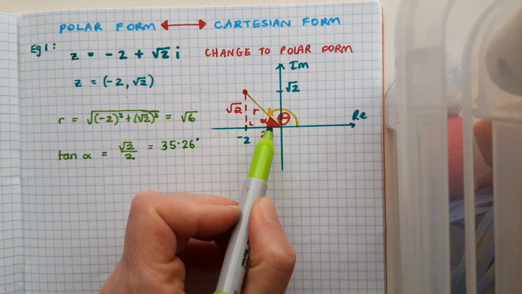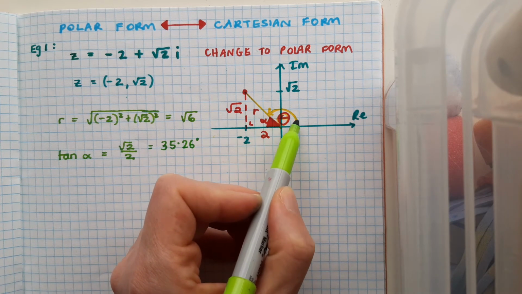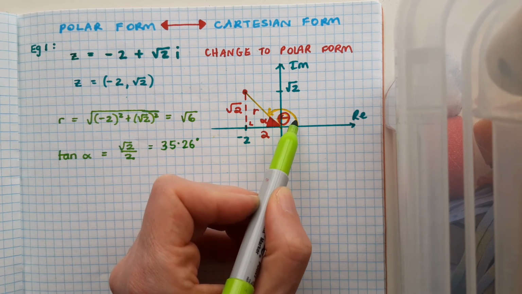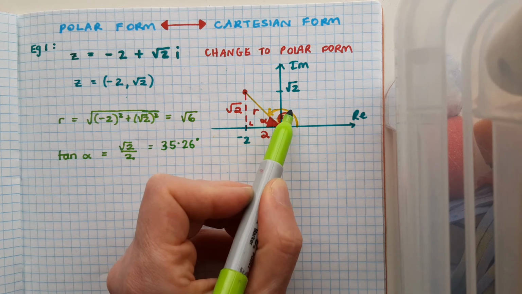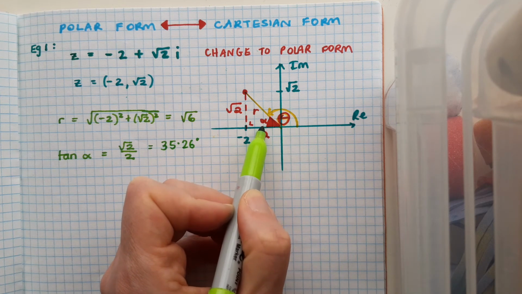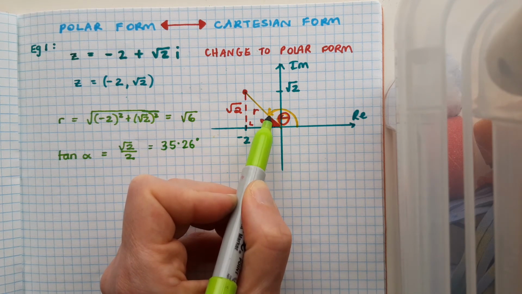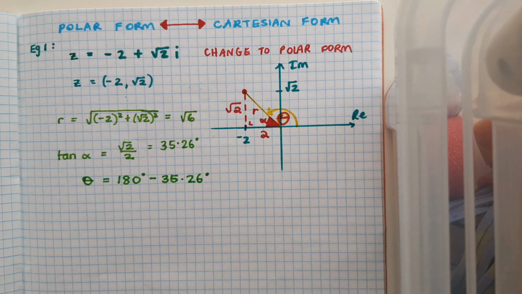But really what I want for polar form is the angle created with the positive sense of the real axis out as far as the modulus. So to find this, it's just 180 take away that alpha. And in this case, that comes out as 144.74, which makes sense because my complex number is in the second quadrant, so I'd expect it to be between 90 and 180.